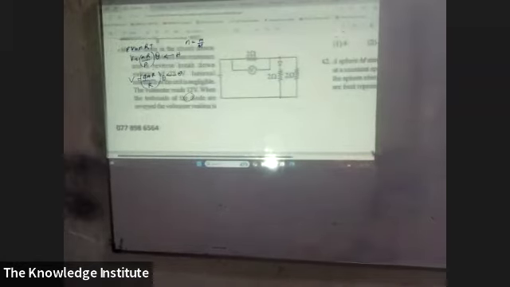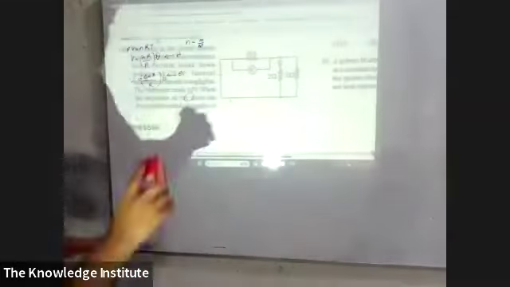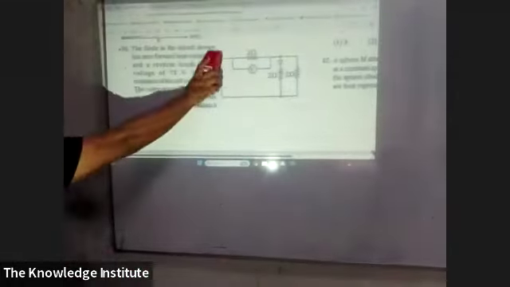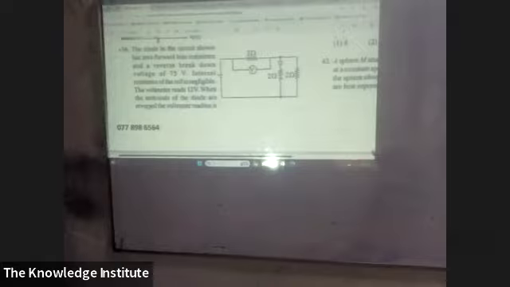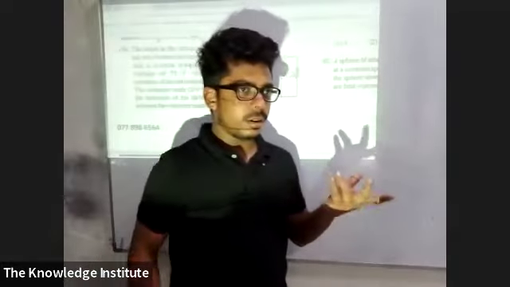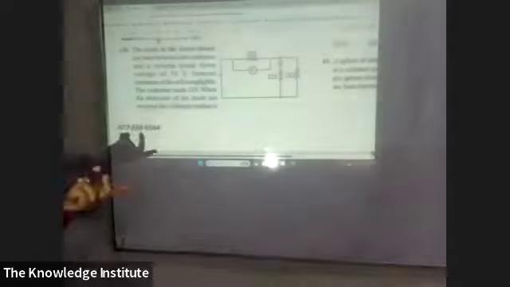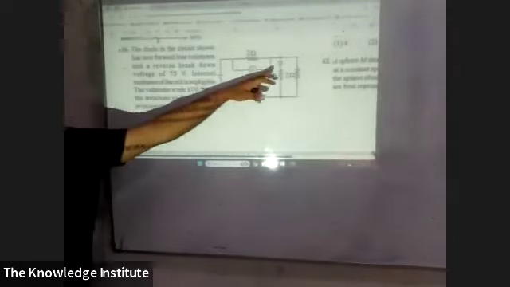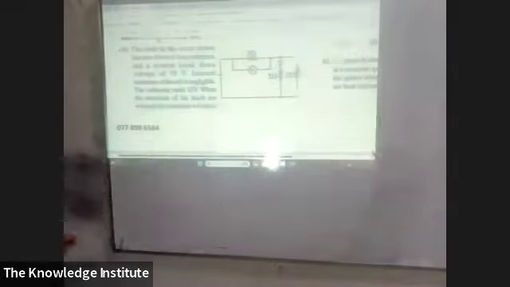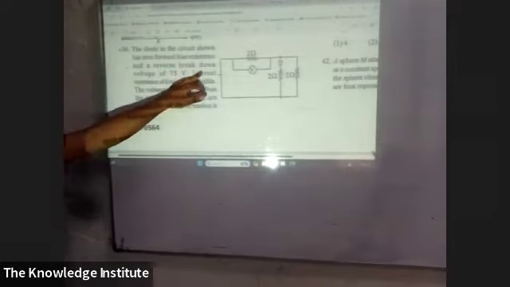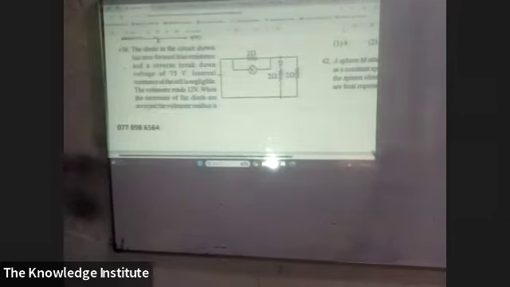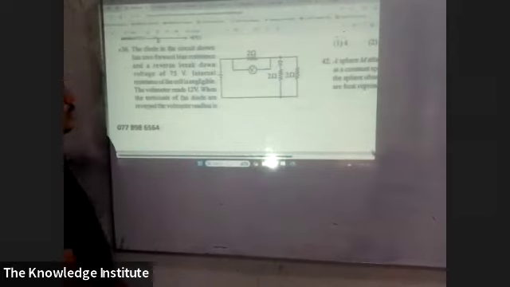Okay, 36. The diode in the circuit shown has a zero forward bias resistance. Normally we know silicon diode 0.7, germanium 0.3, but here this one has 0, an ideal diode. It has a zero forward bias resistance and a reverse breakdown voltage of 75 volt.